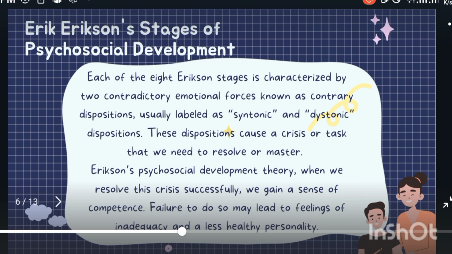In Erik Erikson's psychosocial development theory, when we resolve this crisis successfully, we gain a sense of competence. When we come up against these crisis situations between syntonic and dystonic, those who have the competencies or abilities to pass through them can be successful persons in their psychosocial development. And those who fail may develop feelings of inadequacy and a less healthy personality. So let's further discuss this with the picture.